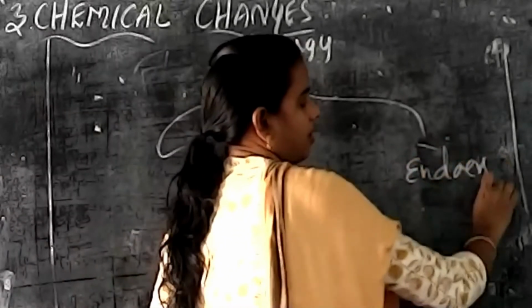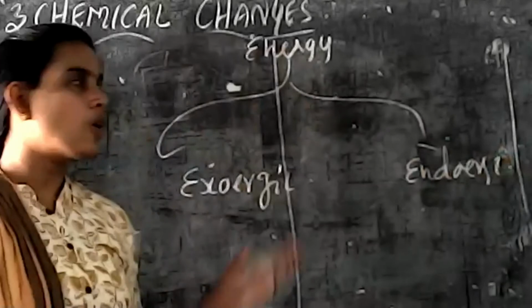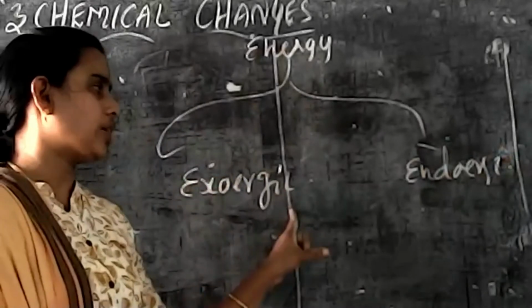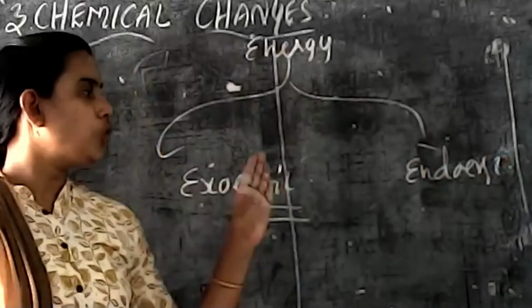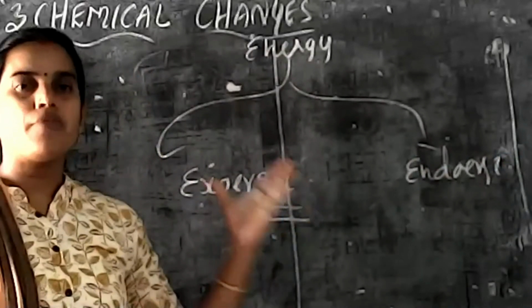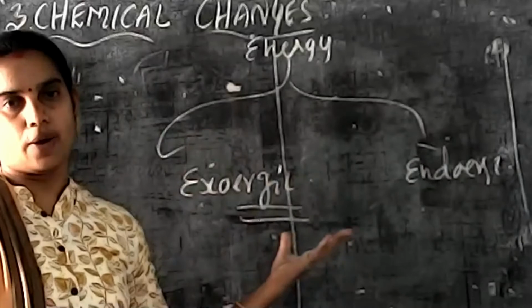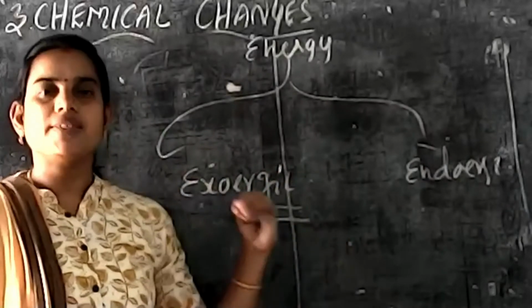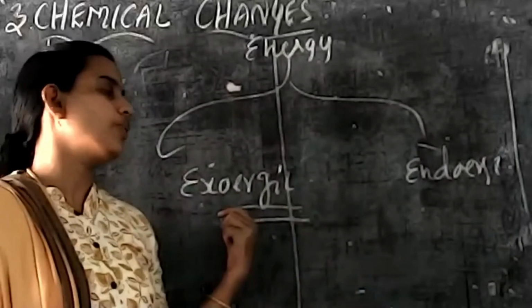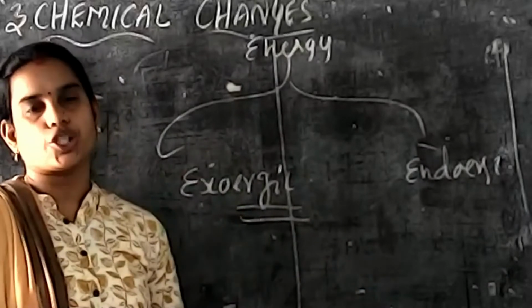Okay, here exoergic. Exoergic means energy. Exo means those reactions which liberate energy. Liberate means പുറത്തേക്ക് വിടുന്നത്. So those reactions which liberate energy are known as exoergic reactions.